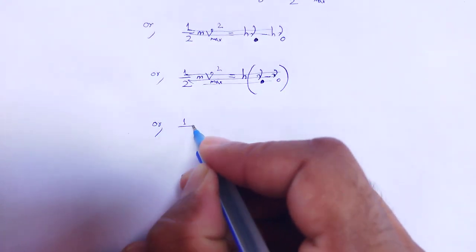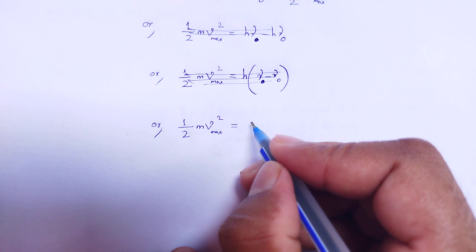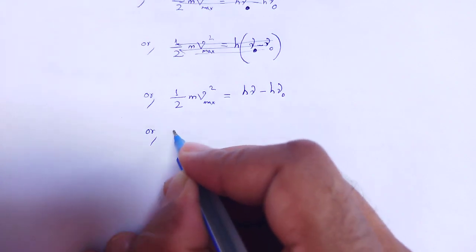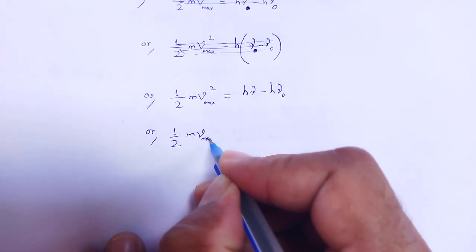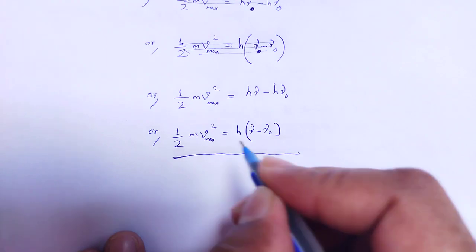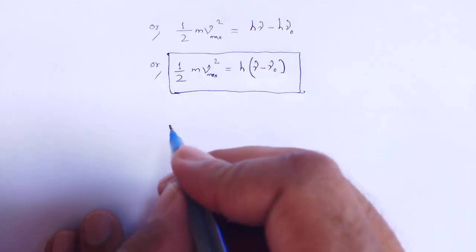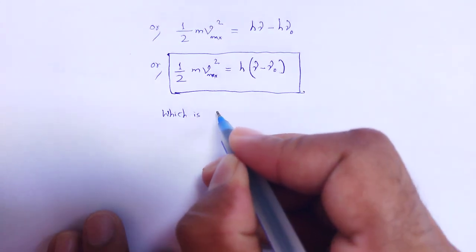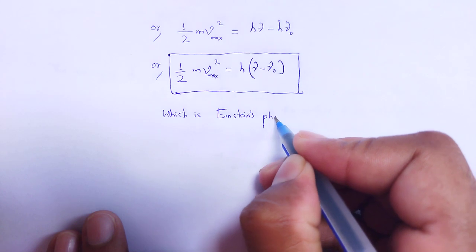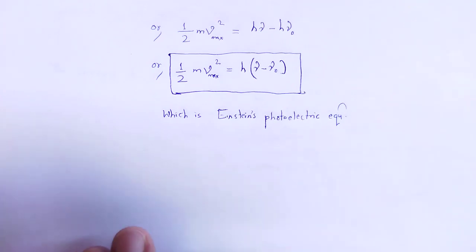Half m V max square is equal to H nu minus H nu naught, or half m V max square is equal to H whole into nu minus nu naught, which is Einstein's photoelectric equation.